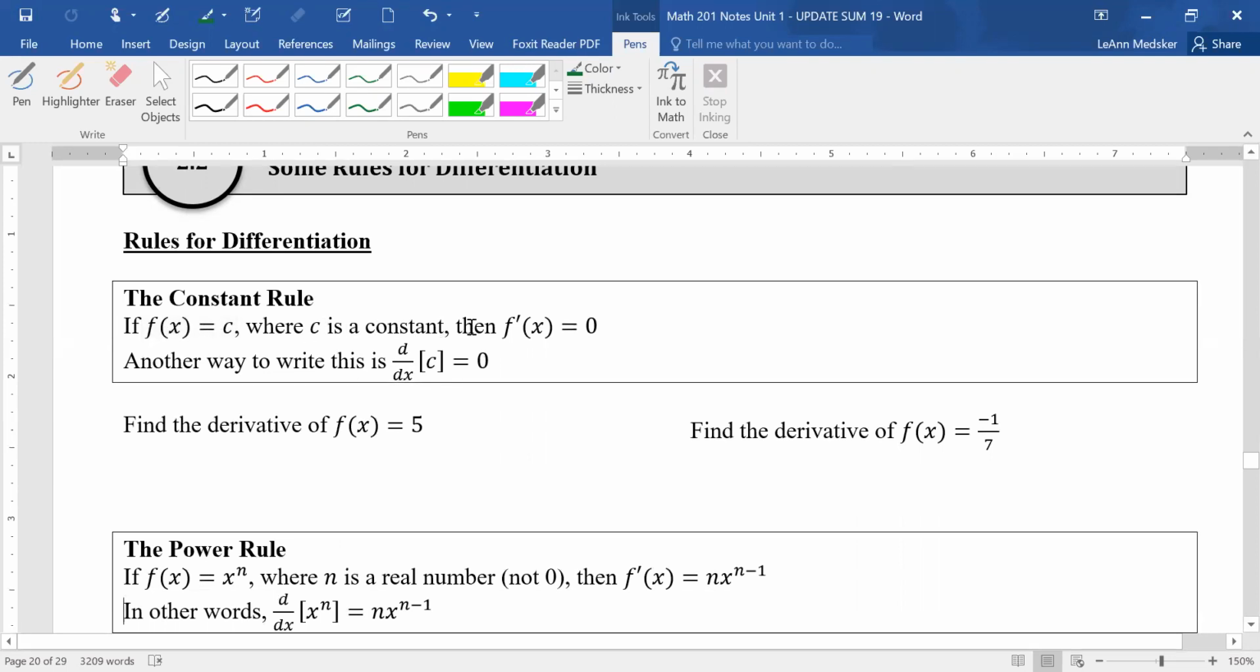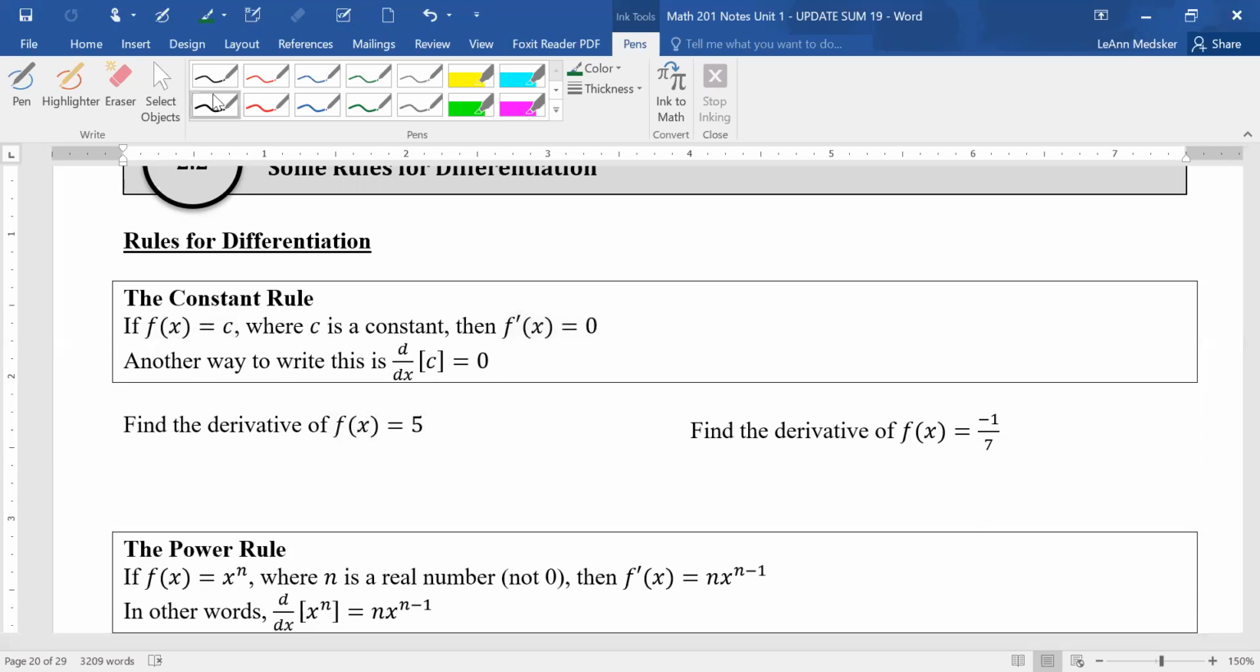So c is a constant, then the derivative, this is a symbol like I said we'll talk about more in class, but it's called f prime of x. That's the first derivative of a function f of x, and it will equal 0. What that's saying is, what is the slope of a horizontal line? The first derivative is always the slope of the line at a specific point. Since the whole line is horizontal, the slope is 0.